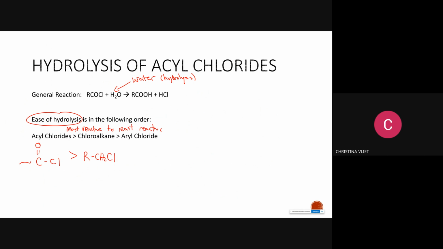That's a chloroalkane. And then an aryl chloride, what does "aryl" in the front mean? A-R-Y-L means benzene. Aryl, arene, aromatic. Aryl in the front means benzene. So if I see "aryl" in the front of a name, this tells me I have benzene. So an aryl chloride would be benzene with a chlorine.